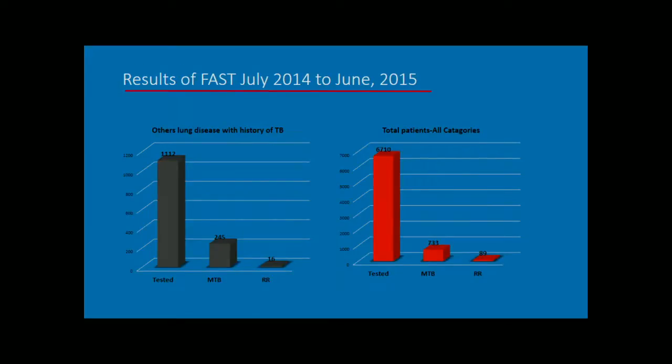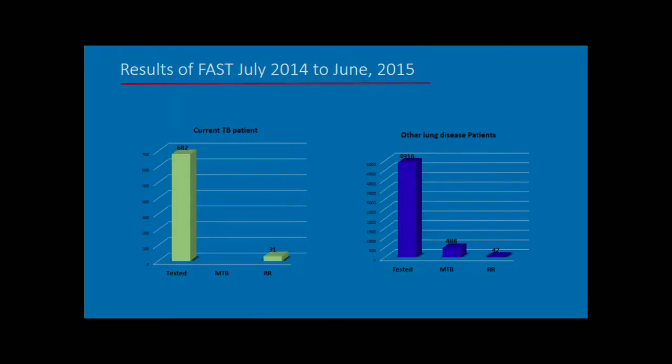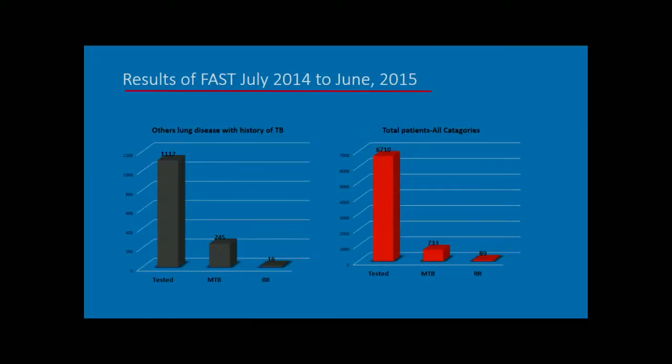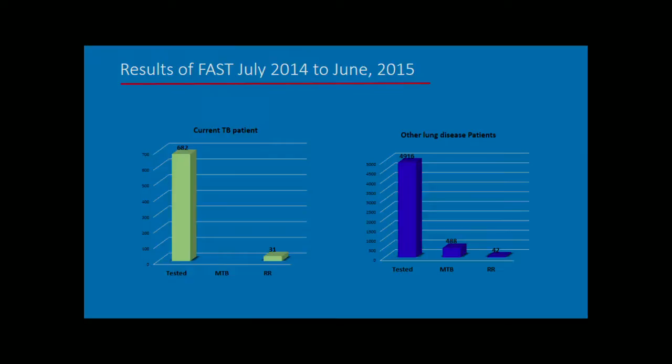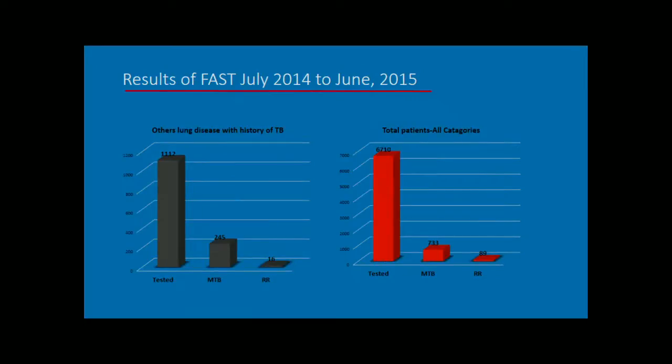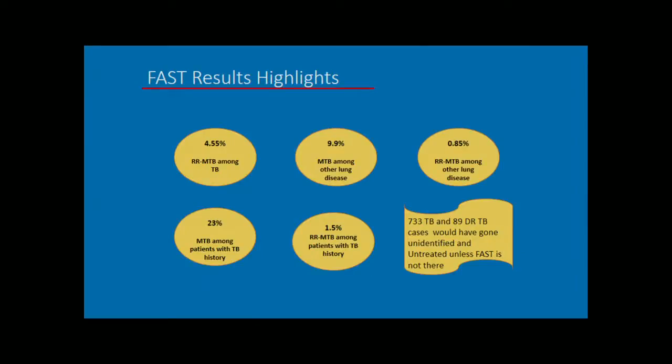Now, other lung disease patients with a history of TB: 1,112 patients were tested, and among them 245 were found to be TB and 16 rifampicin resistant. Altogether, across all patient categories, 6,710 patients were tested, TB was diagnosed in 733, and rifampicin resistance in a total of 89. This is the highlight: among those not suspected as MDR TB, 4.55% were found to be rifampicin resistant after testing by GeneXpert.